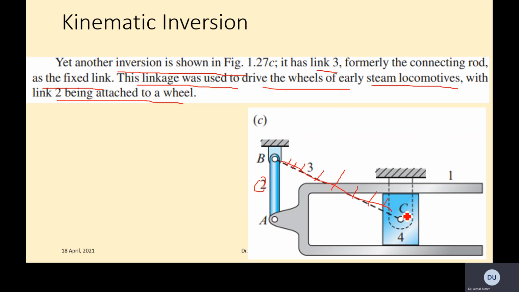Now you can think about how this motion could happen. This oscillates in this direction, and because this link is fixed with respect to link 4, it can oscillate to and fro. So this is another inversion.